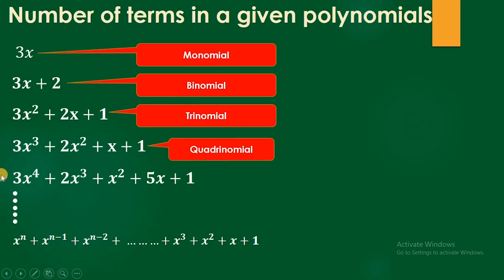And here we have many terms, so more than 5 terms, 1, 2, 3, 4, 5. We don't have any specific name, therefore we usually refer to them as polynomials.